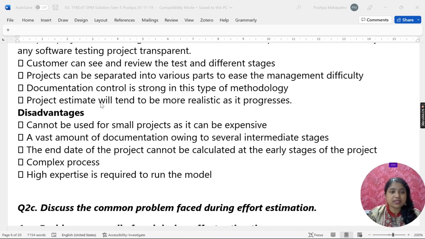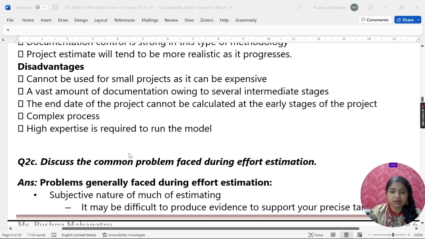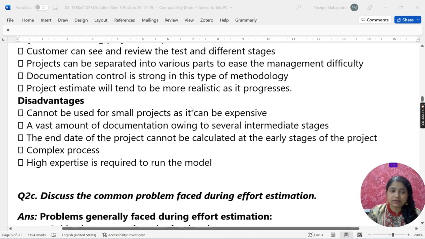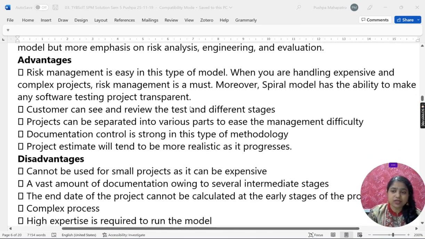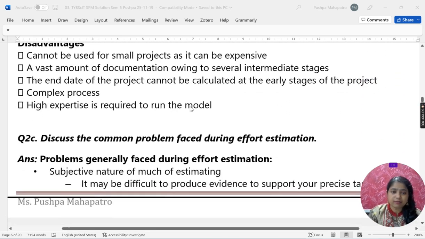Whereas there are some disadvantages as well. It cannot be used for small projects as it can be expensive. A vast amount of documentation is required at the intermediate stages as well. The end date of the project cannot be calculated at the early stages. Complex process and high expertise is required to run the model. And you can put the diagram, but if advantages and disadvantages are asked, तो आपको diagram की compulsion नहीं है, but आप चाहिए तो spiral का diagram यहाँ पर बना सकते हैं.